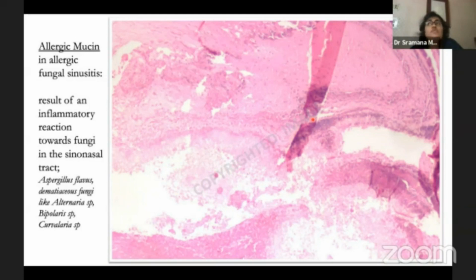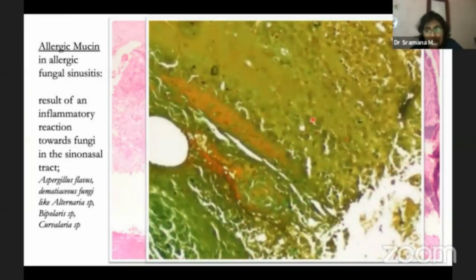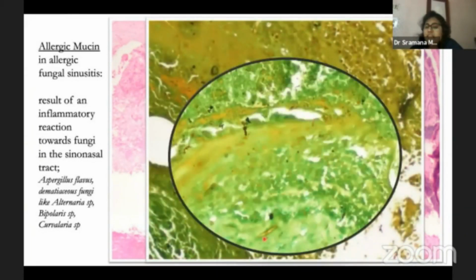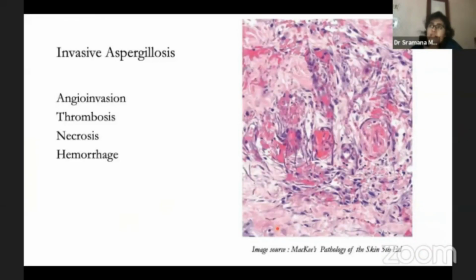So usually if we do not see any invasion and we see this kind of allergic mucin, we do a Gomori methenamine silver stain, and if we pick up scanty fragmented hyphae, we can very confidently render a diagnosis of allergic fungal sinusitis. Now, Aspergillus in an immunocompromised setting can cause invasion.